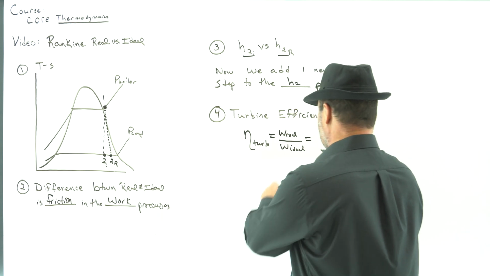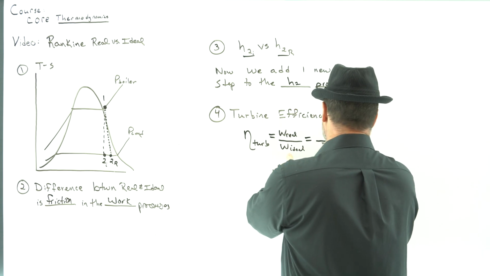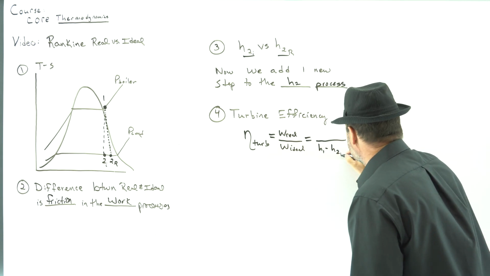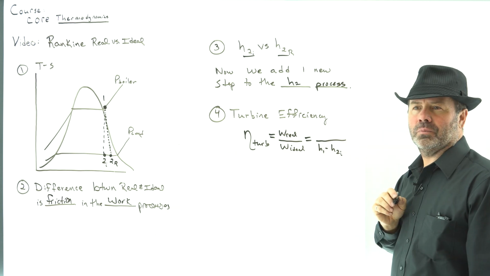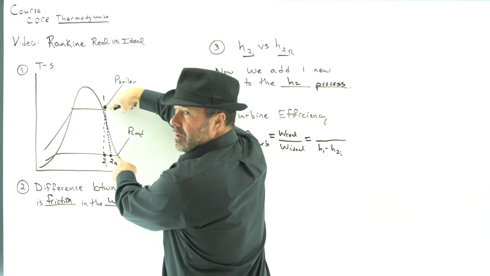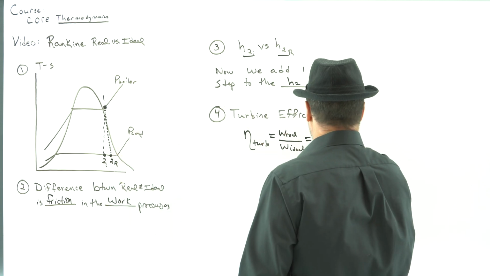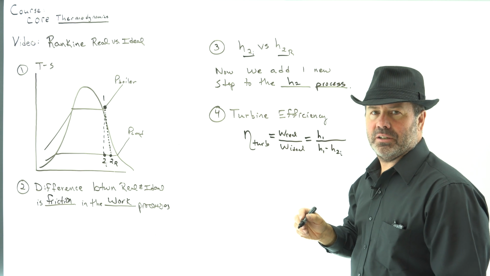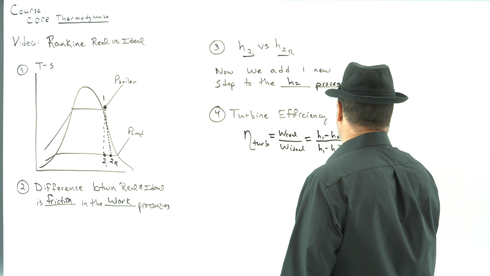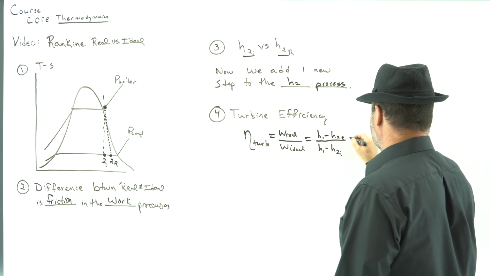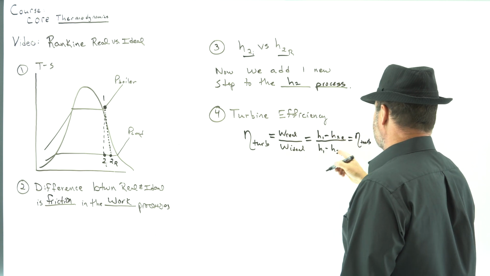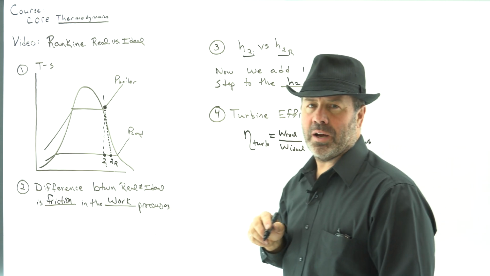Now the ideal work, we've found that before. That's H1 minus H2, or now we're calling it H2 ideal. Well, what will the work be for a real turbine? It will still be H1 because the friction hasn't started at the entrance. Now it'll be minus H2 real. So here's our equation. Turbine efficiency equals H1 minus H2 real over H1 minus H2 ideal.